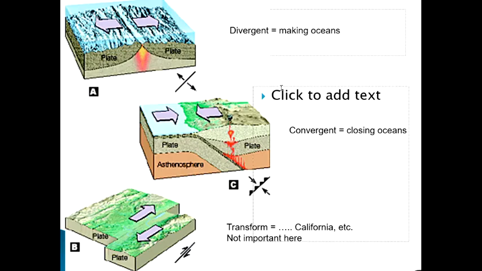This slide summarizes the three boundary types. The upper part, divergent, making oceans, put stars by it. This is the big important one for us. Middle one, convergent boundary. This is where we close ocean basins. Don't worry about this bottom one, the transform one.